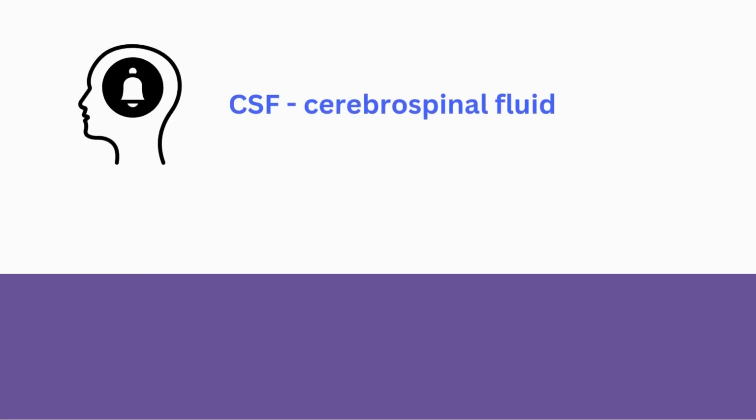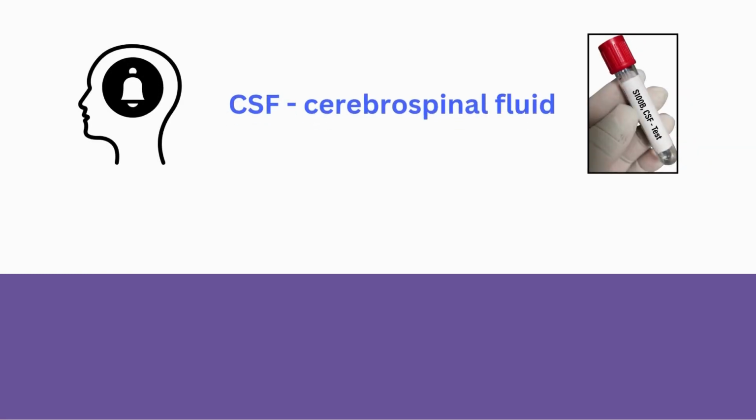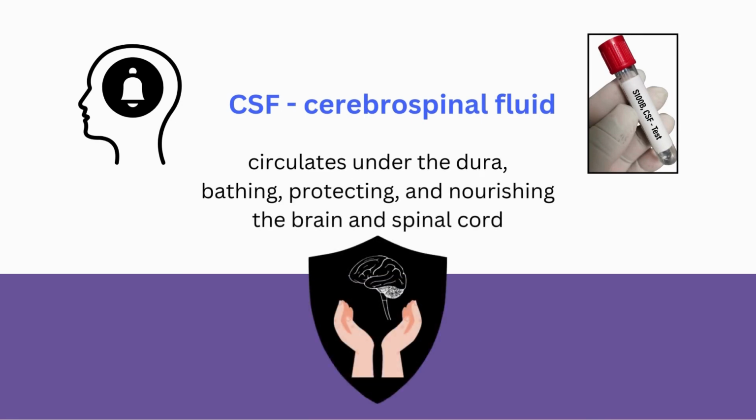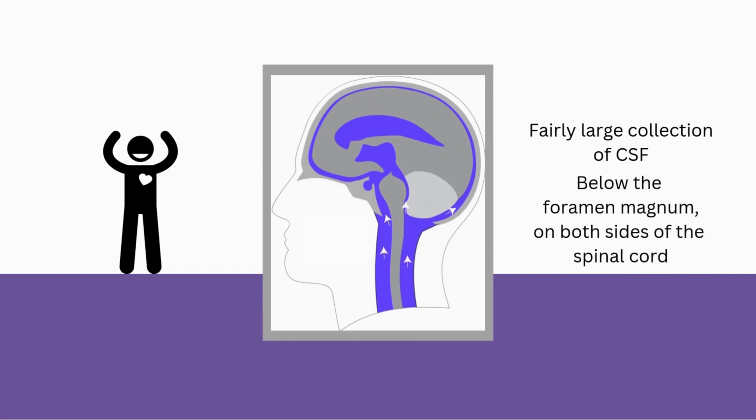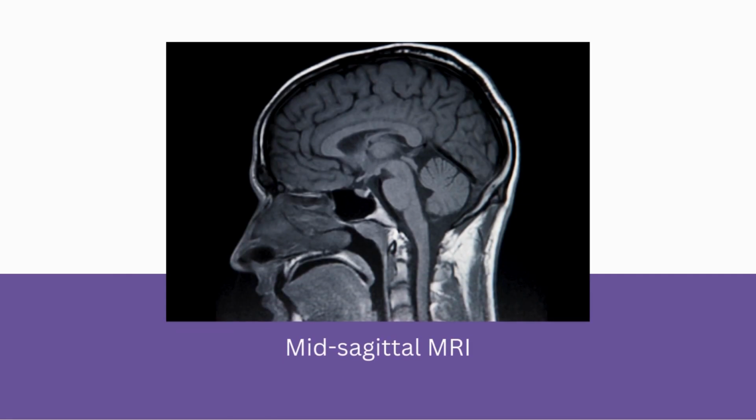Speaking of CSF, next let's turn our attention to the CSF system, and specifically the spaces around the craniovertebral junction. Recall that CSF stands for cerebrospinal fluid, which is a clear liquid that circulates under the dura, bathing, protecting, and nourishing the brain and spinal cord. In a healthy adult, there is a fairly large collection of CSF just below the foramen magnum, on both sides of the spinal cord. On a mid-sagittal MRI, these spaces can be referred to as the posterior, meaning behind, and anterior CSF spaces.